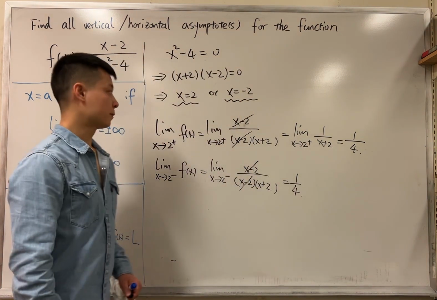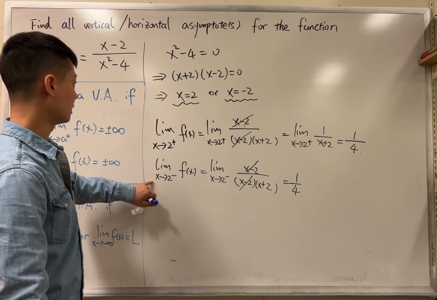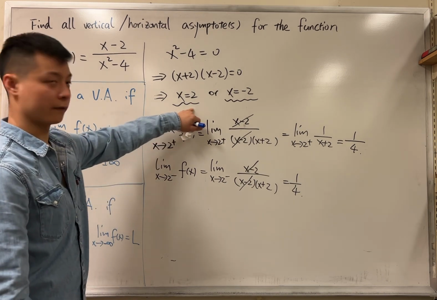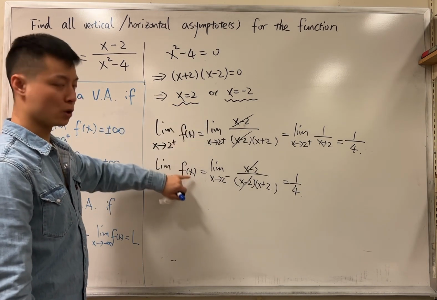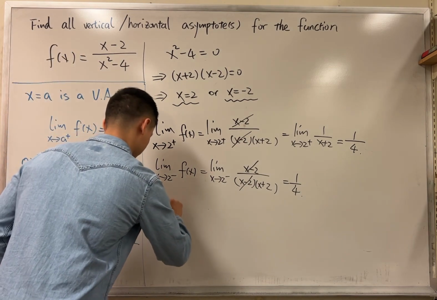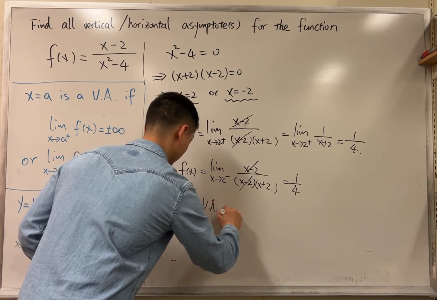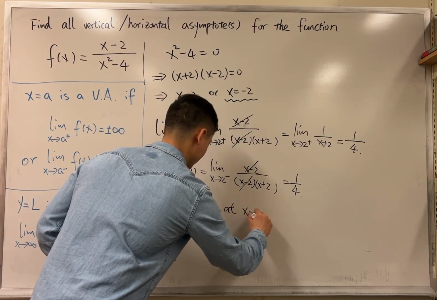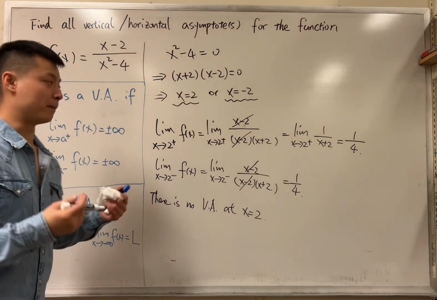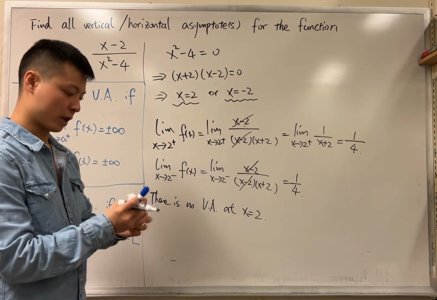So that tells us although the function is discontinuous at x equal to 2, where the function is not defined, there's no vertical asymptote at this place. There is no VA at x equal to 2. But there might be a VA at x equal to negative 2. So let's check that out.